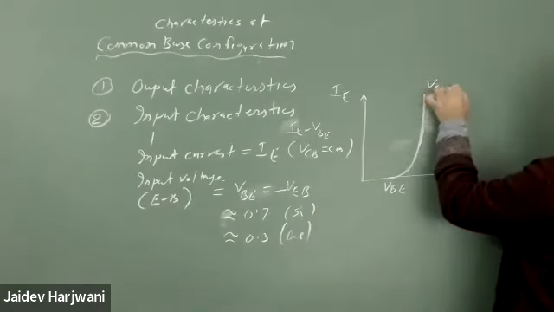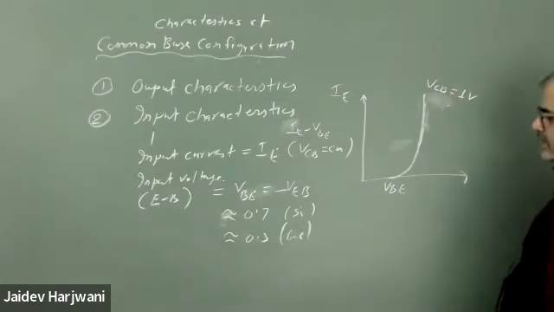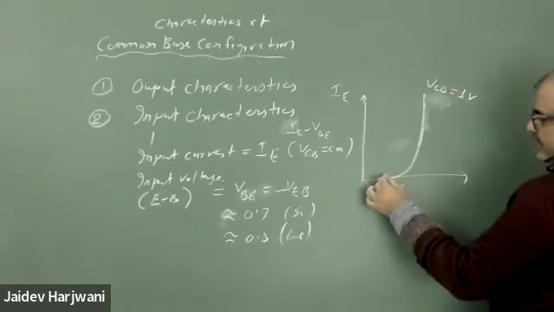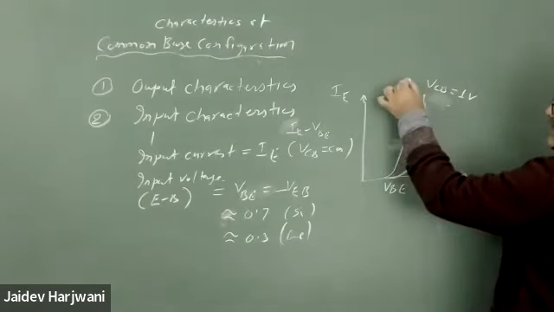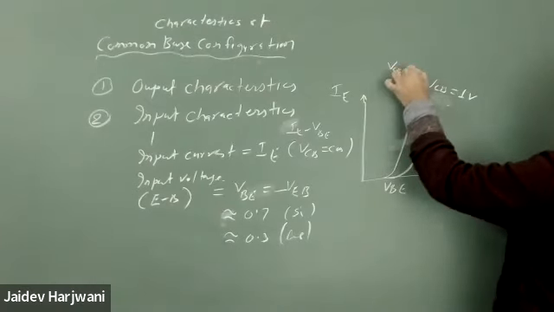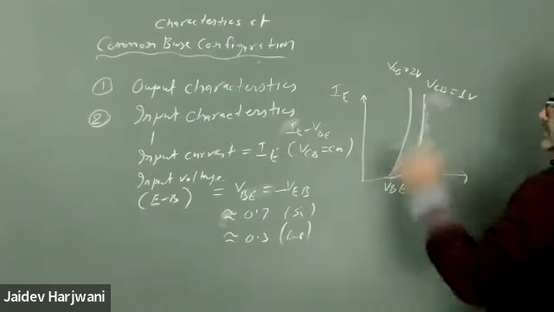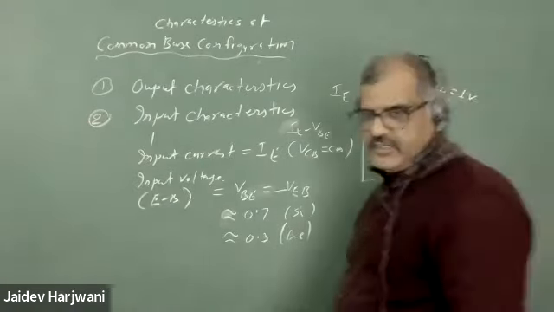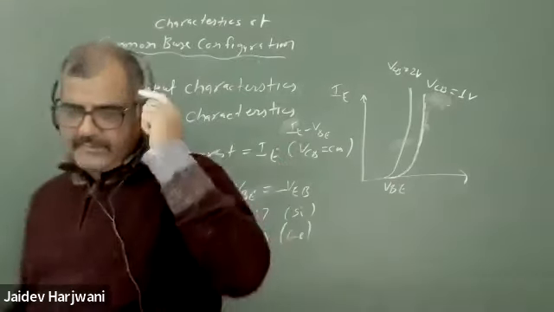Say VCB value is say 1 volt. Now if I further increase the VCB, my this current I will increase. This current I will increase. Say this VCB equals 2 volts. So if I further increase VCB, my IE further will increase. So why is it happening?